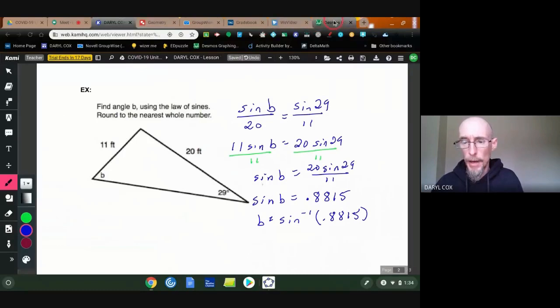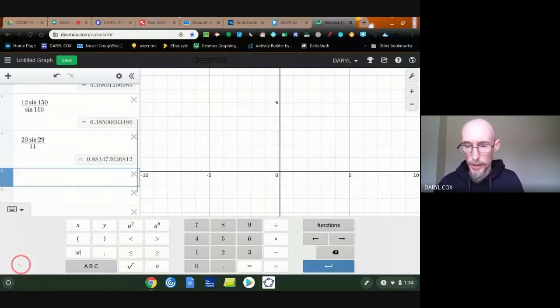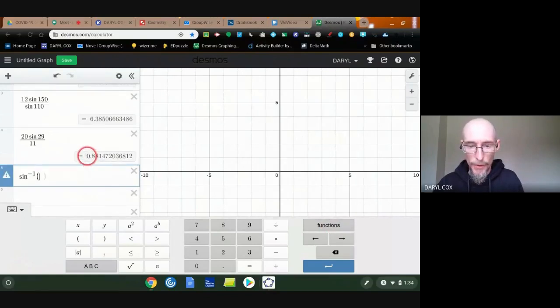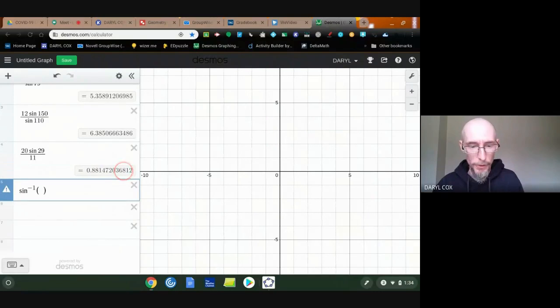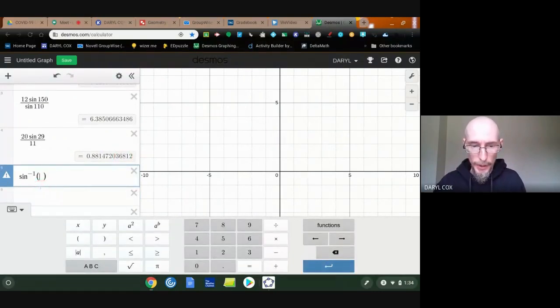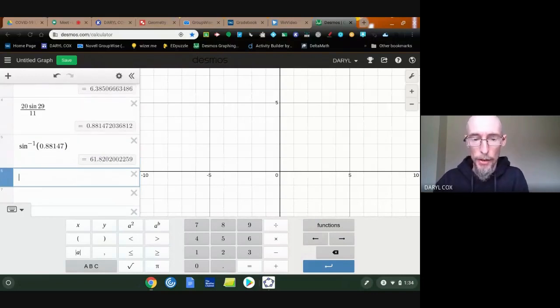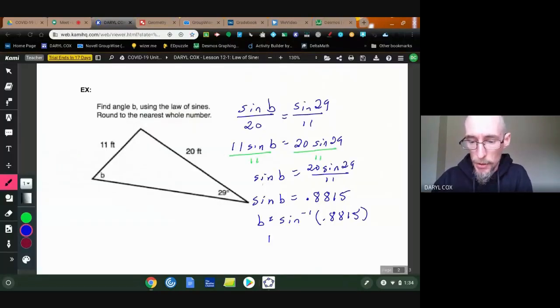Remember we talked in our last unit about getting angles by using the inverse functions. Okay, so I'm going to go back to my calculator. I'm going to need my functions here. So functions, sine inverse of this number. Too bad it won't let me copy that. So I'm going to go ahead and say 0.88147. That should get us close enough. That gets me to 61.8, and we round our angles to a degree. So we'll call it 62 degrees. So B is about 62 degrees. Okay, so there's a case of using the law of sines to find a missing angle.